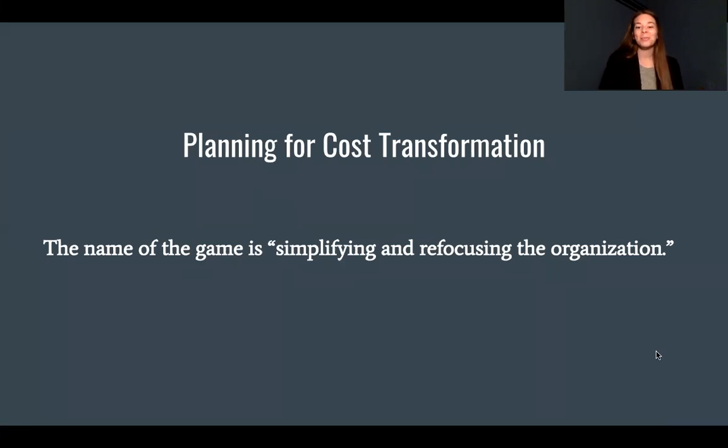The name of the game is simplifying and refocusing the organization. How can we take this big operation, especially in a larger company, and simplify it and make sure that it's focused on producing this product or giving this service to our customers, and not focus on all of these little administration and supply costs that don't directly relate to our company. We want to focus on talent. We want to focus on bringing the best product features to our customers and not necessarily on all of these other indirect costs that may be minor.